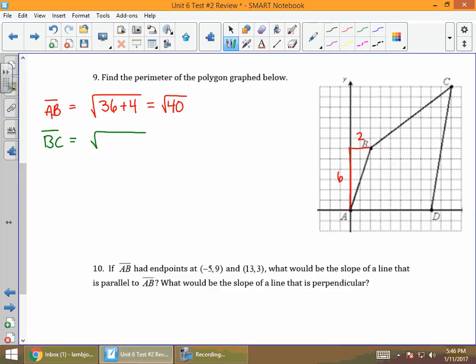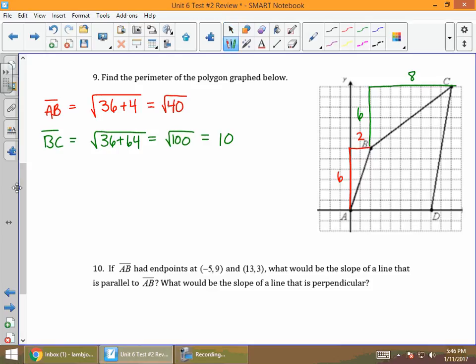All right, so from B to C, I have to go up 1, 2, 3, 4, 5, 6. I'm going over 1, 2, 3, 4, 5, 6, 7, 8. 6 squared is 36. 8 squared is 64. 36 plus 64 is 100. And the square root of 100 is 10. That one was nice.